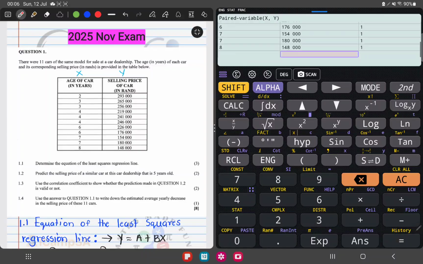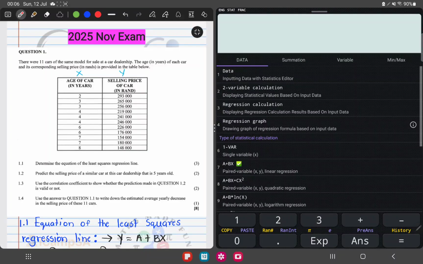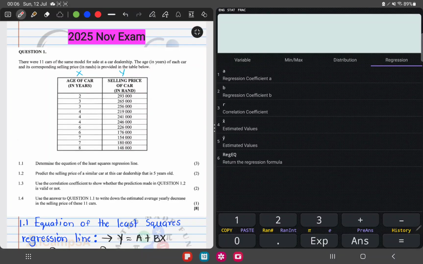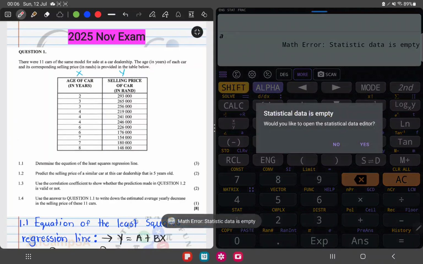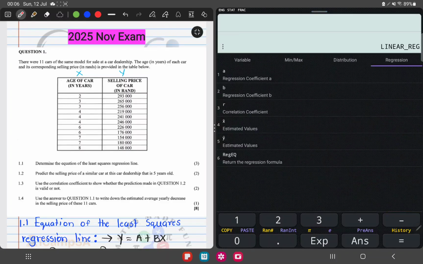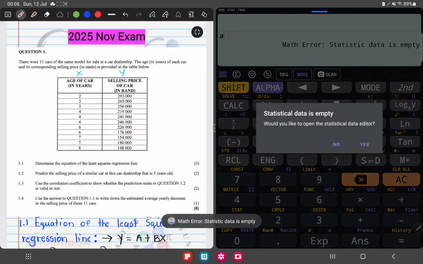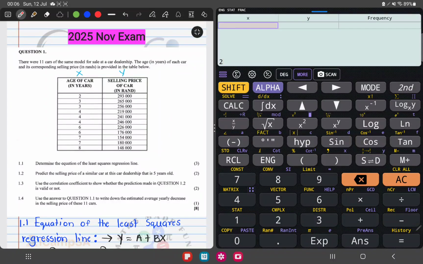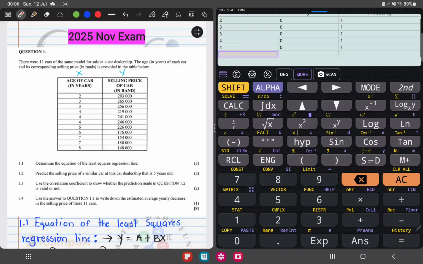Once you've put in all of these numbers on your calculator, you can now click AC, which makes this disappear. Then you do Shift 1, select your data, and go straight to regression, where you can click the value of A. Now it's saying it is empty. So I now need to quickly populate my table. We have 2, 3, 3, and then 4, 4, 4, and then we have 6, 6, then 7, 7, and then 8.